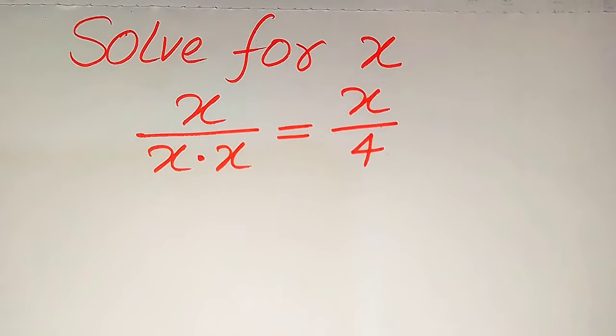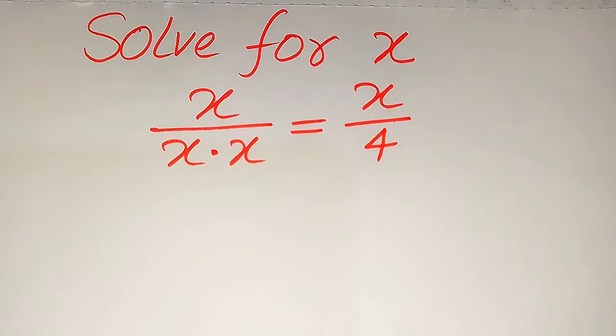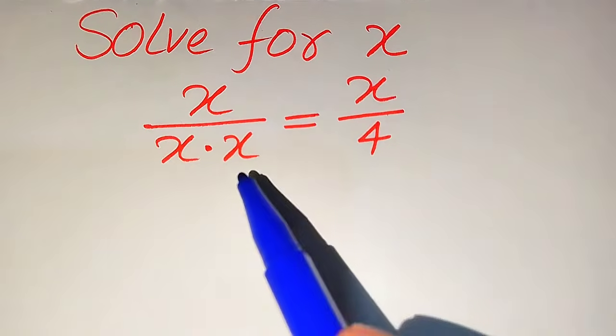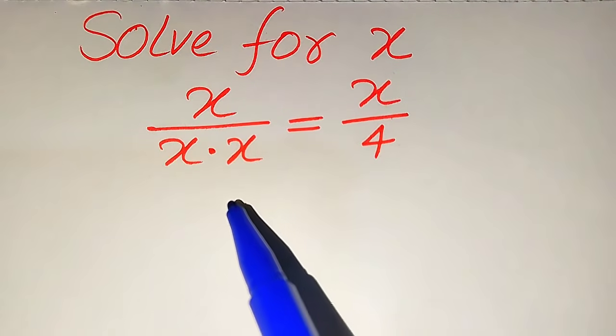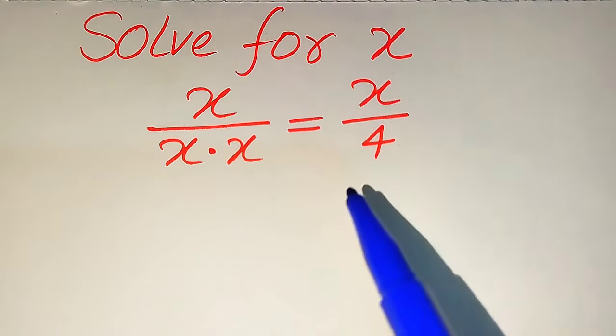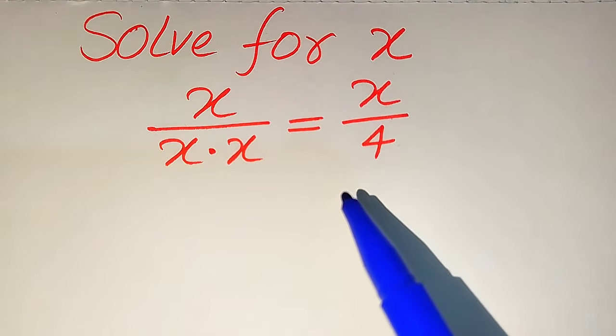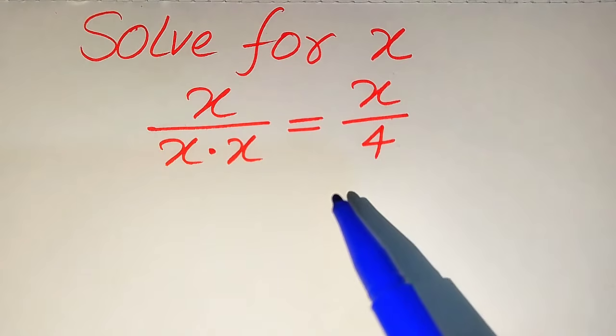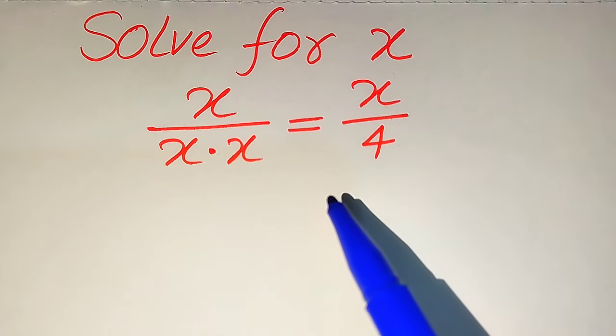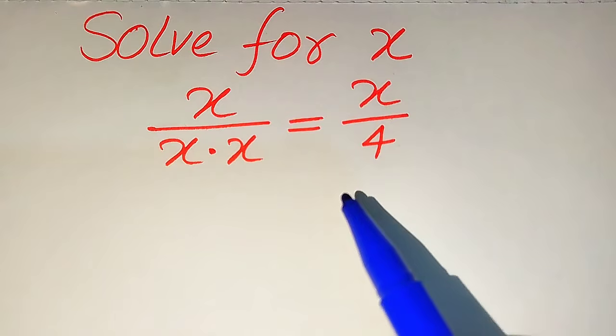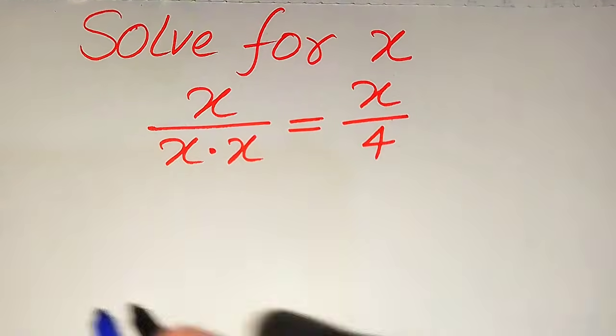Hello everyone, how to solve this problem for the values of x if we have x divided by x times x is equal to x divided by 4, and we solve this problem for all the values of x. So here first we find all the roots of this equation, and at the last we will verify which of the roots are solutions and which of the roots are extraneous roots.